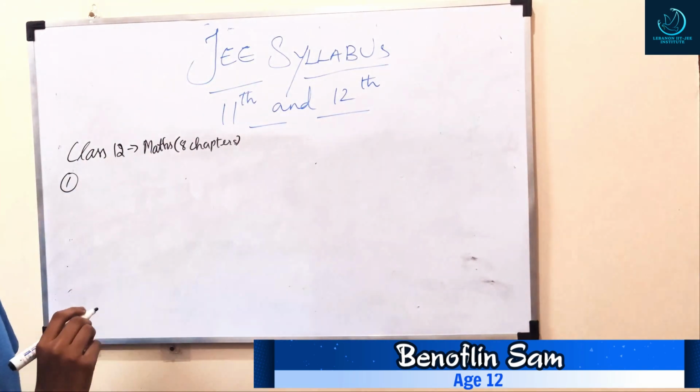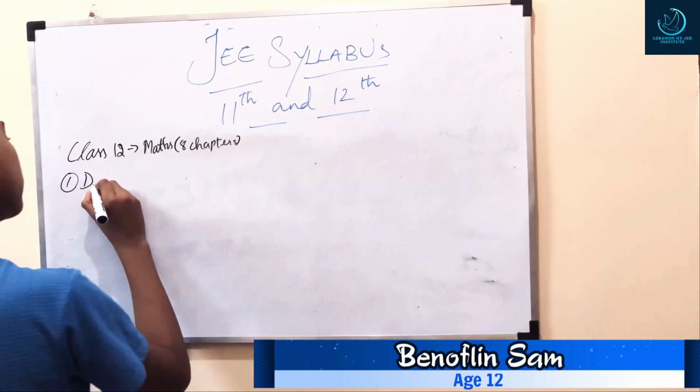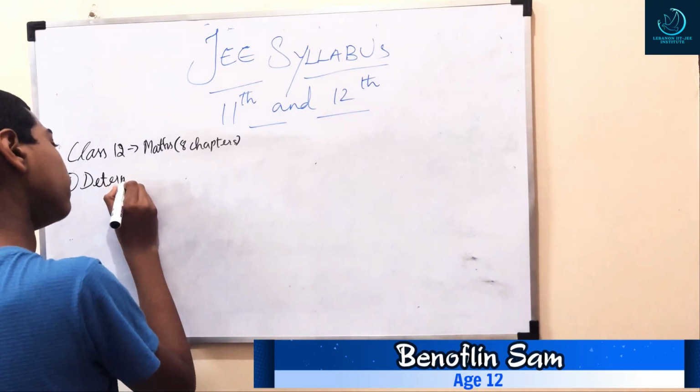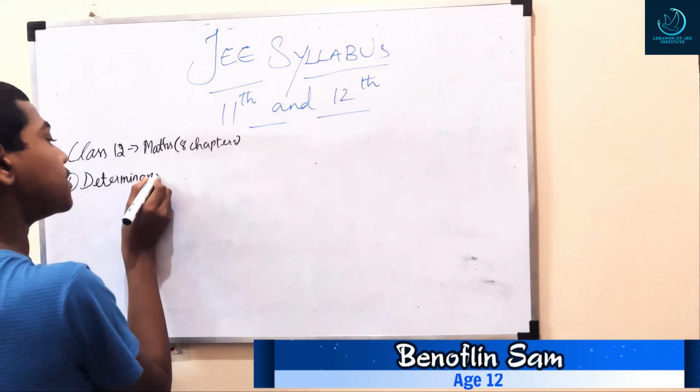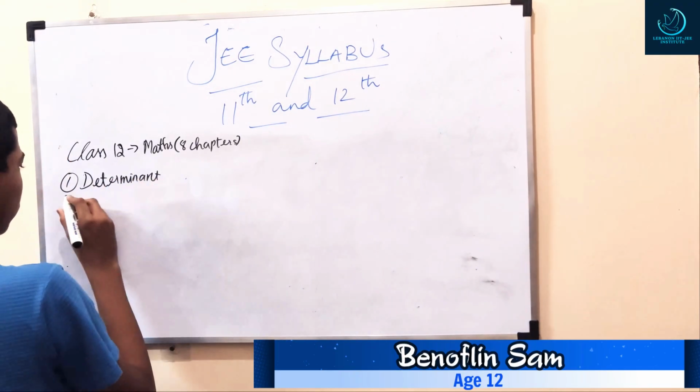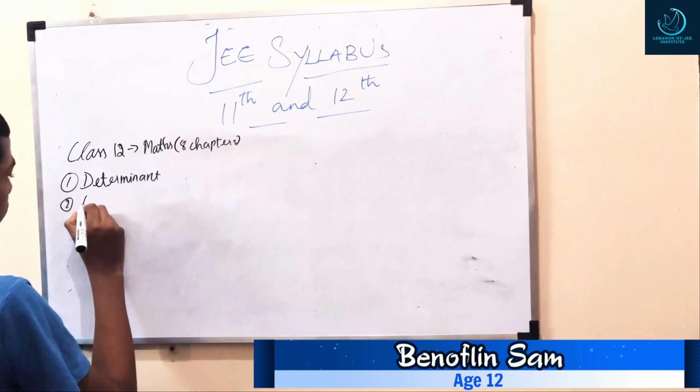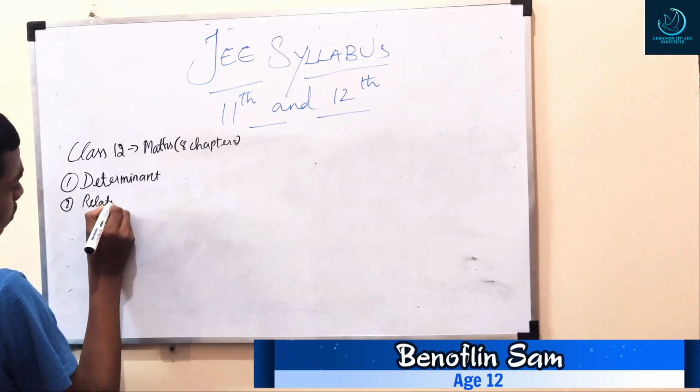Number 1, determinants, just like matrices. Number 2, relations and functions.